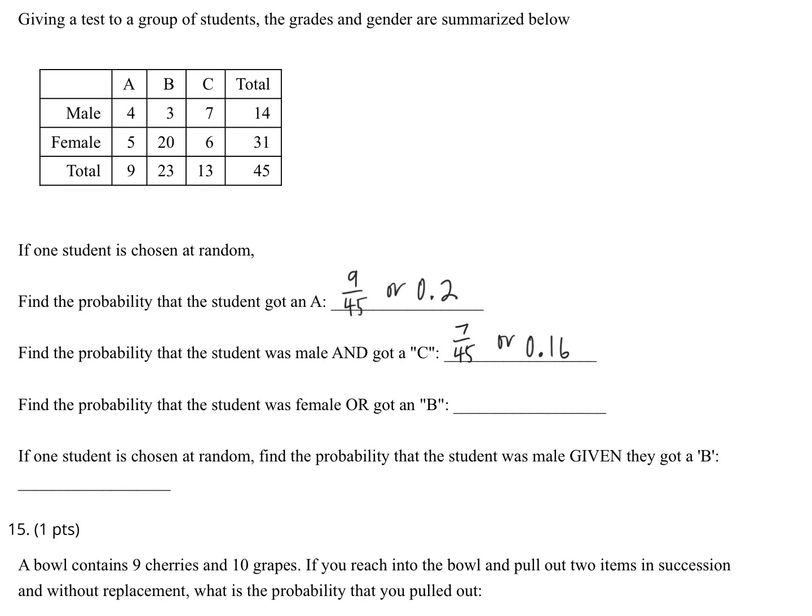Find the probability that the student was female or got a B. Okay, so this one, female is 31. Okay. Got a B is 23. But the problem is we counted this 20 twice. We counted it in the female row and we also counted it in the B column. So we'll have to subtract that out. So we will be doing 31 plus 23 minus the 20 that we double counted out of the total 45. So 31 plus 23 minus 20 is 34 out of 45.